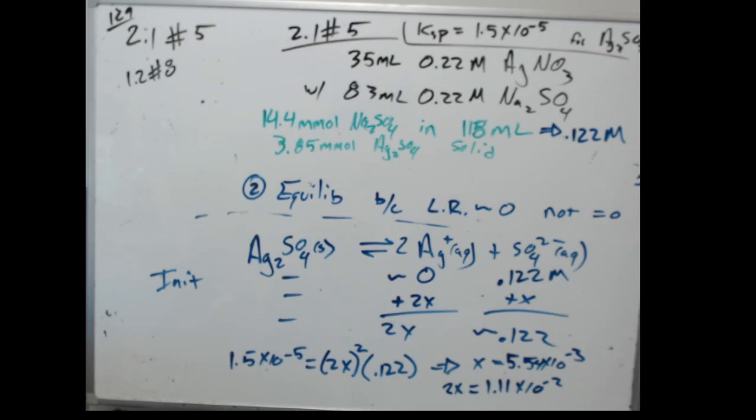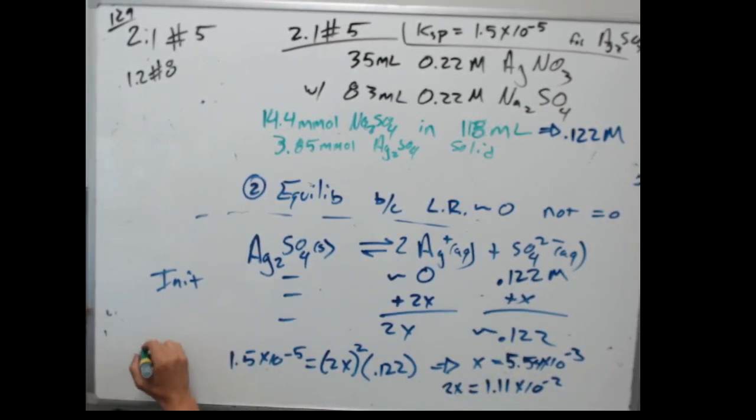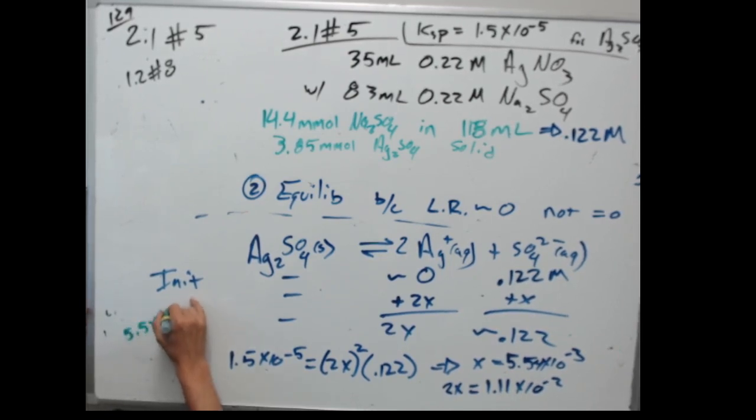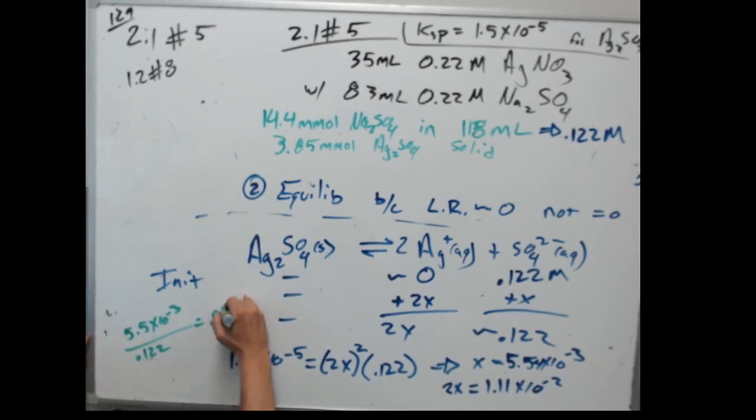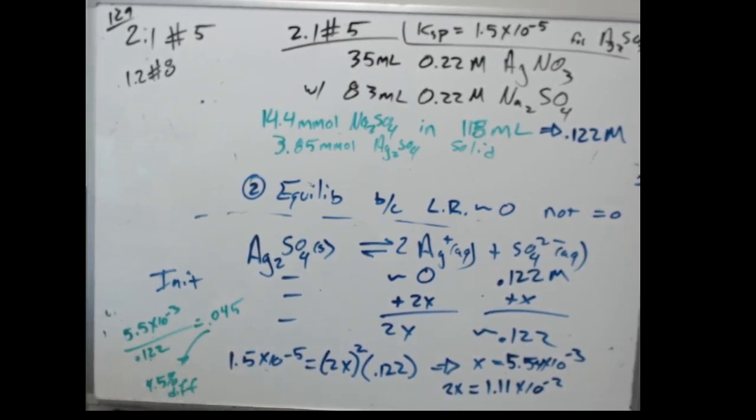Can you write out the check? I was a little bit confused. I'm going to take my x value. Oh no, just x, so we're fine. It's going to be 5.5 times 10 to the minus 3 divided by 0.122. I'm going to figure out what number that is. That's going to be 0.045. Not technically a percent error, but a percent difference. 4.5% difference, we're probably fine.